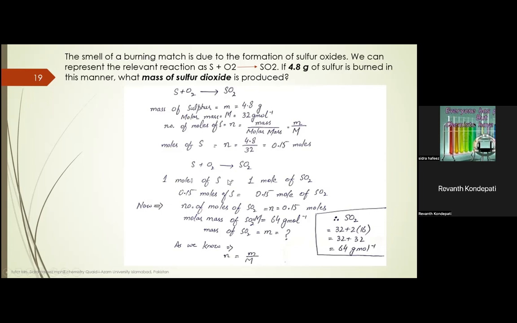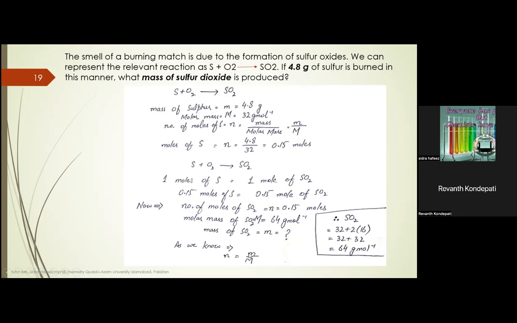1 mole of sulfur will produce 1 mole of sulfur dioxide. Then 0.15 moles of sulfur will produce 0.15 moles of sulfur dioxide. Now you have calculated the number of moles of sulfur dioxide. Now you have to calculate the mass of sulfur dioxide, and for this you have to calculate the molar mass of sulfur dioxide, which is as follows. Sulfur atomic mass 32, oxygen atomic mass 16, multiplied by 2, 32. 32 plus 32, 64 gram per mole. So this is the molar mass of sulfur dioxide.